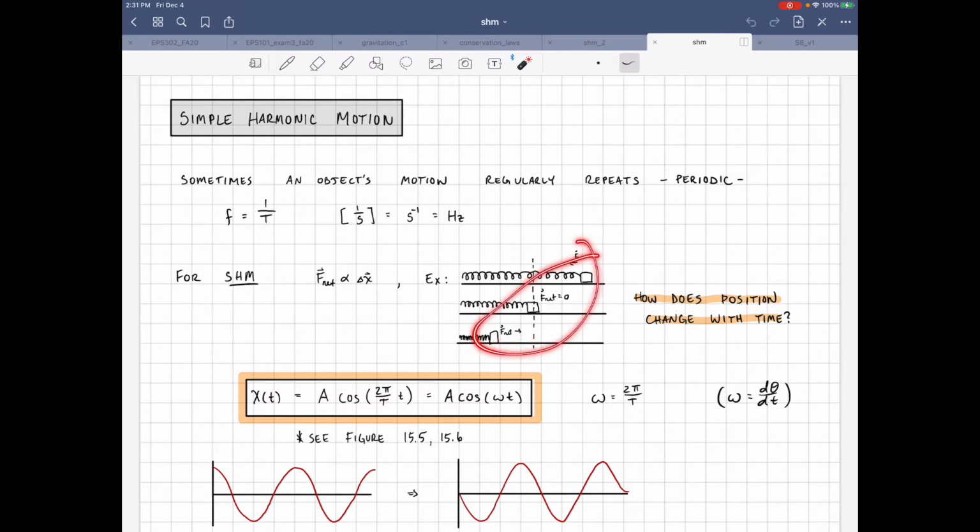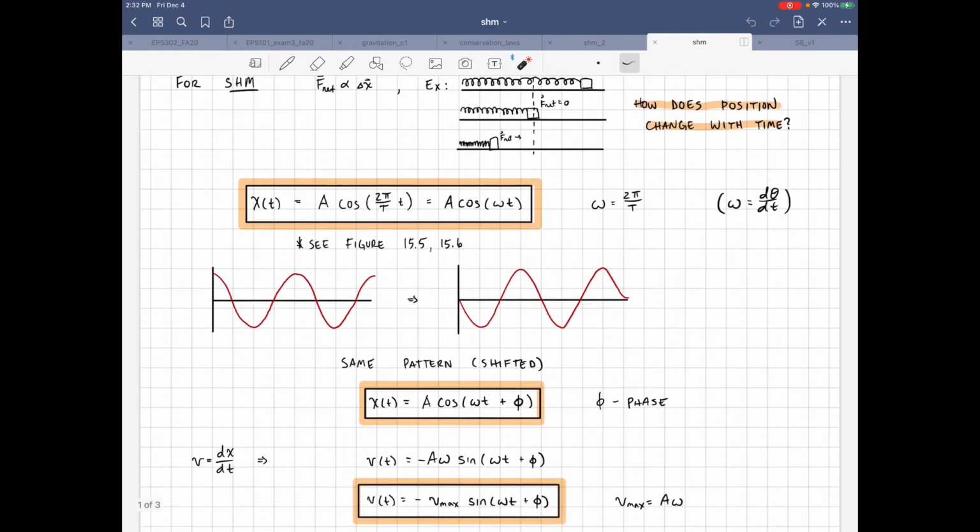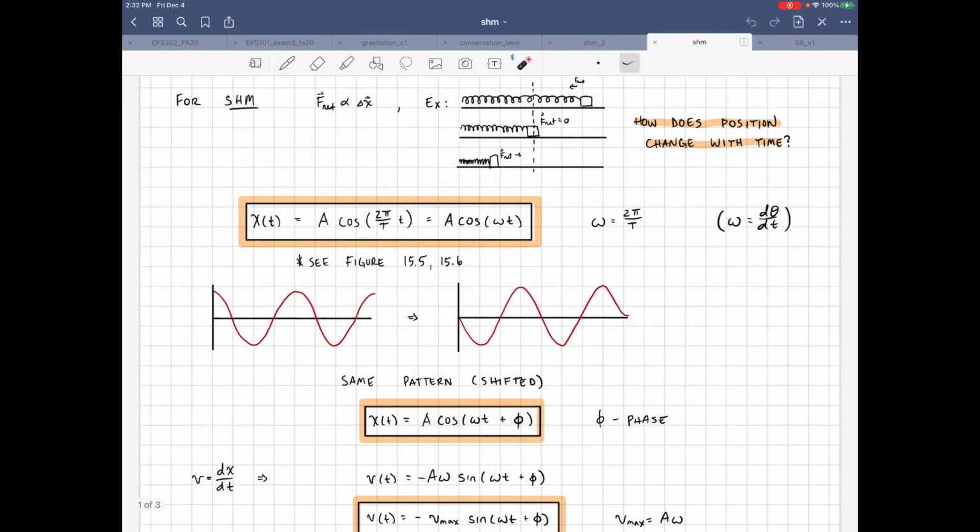And so this motion is just going to repeat, and what we want to do is come up with a way to characterize or quantify the position, and then from that the velocity, and then from that the acceleration of our object. All right, so that's our goal. And we're going to start with just the position of our object.